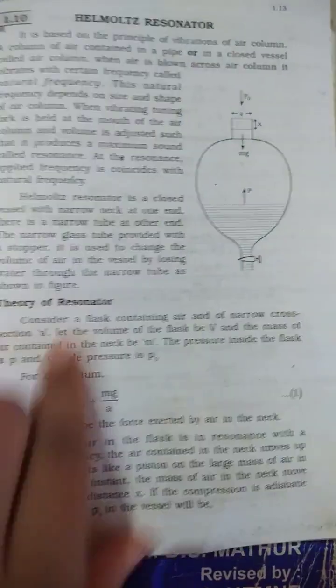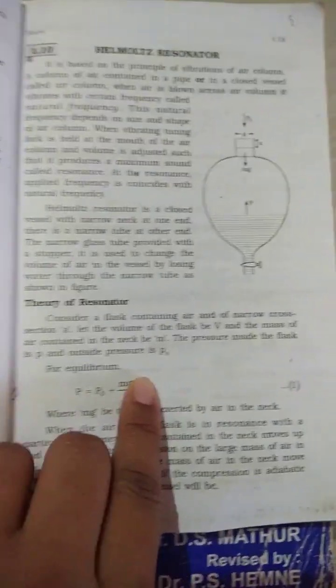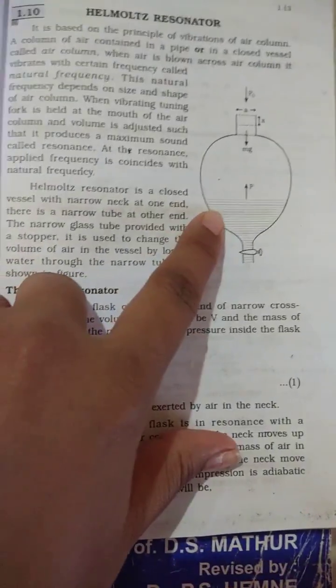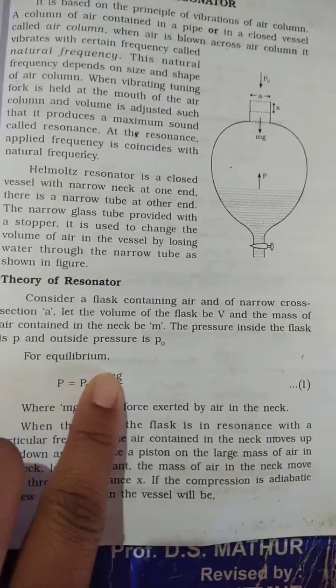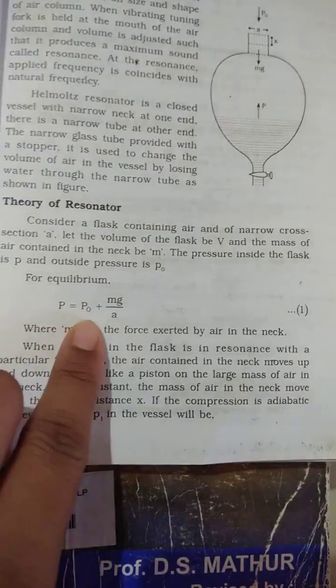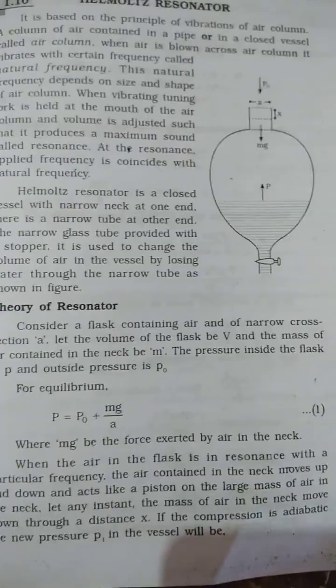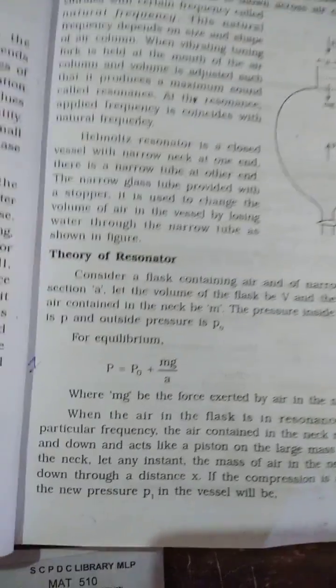Here they have given the equilibrium condition. Equilibrium means there are no external forces acting here. In that condition, the pressure of this flask is P equal to P0 plus mg by A. This mg represents a downward force, so it depends on the mass and gravity.